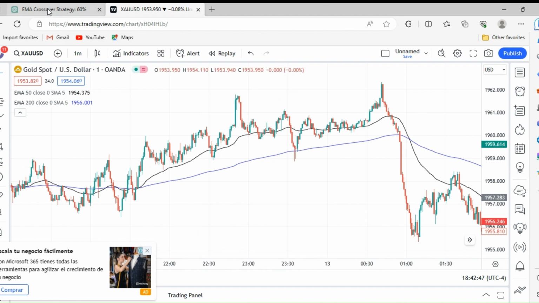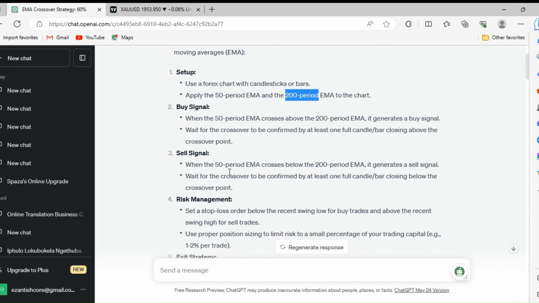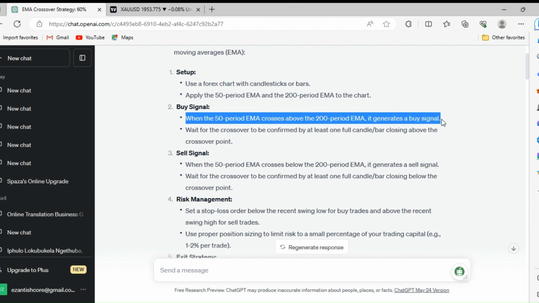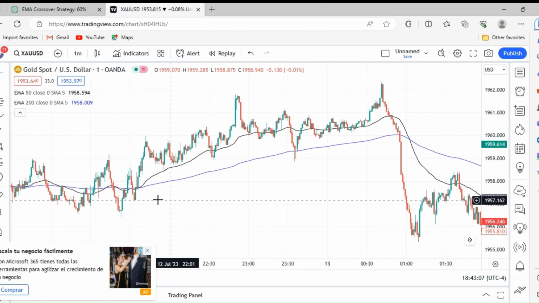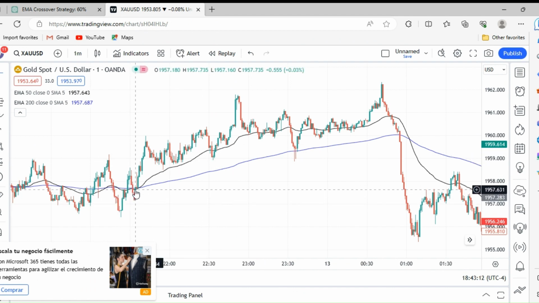Now let's look for further instructions. So now this is how we can look for the buy signal. It says when the 50 period EMA crosses above the 200 period EMA, it generates a buy signal. All right. So when the 50 EMA, remember the 50 EMA is the black one, crosses above the 200 EMA, it generates a buy signal.